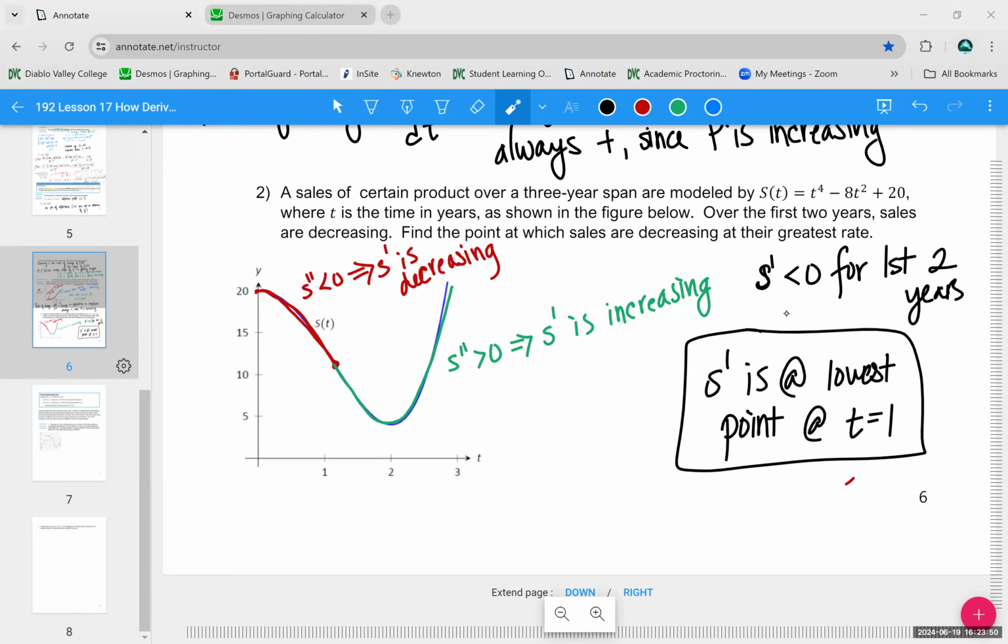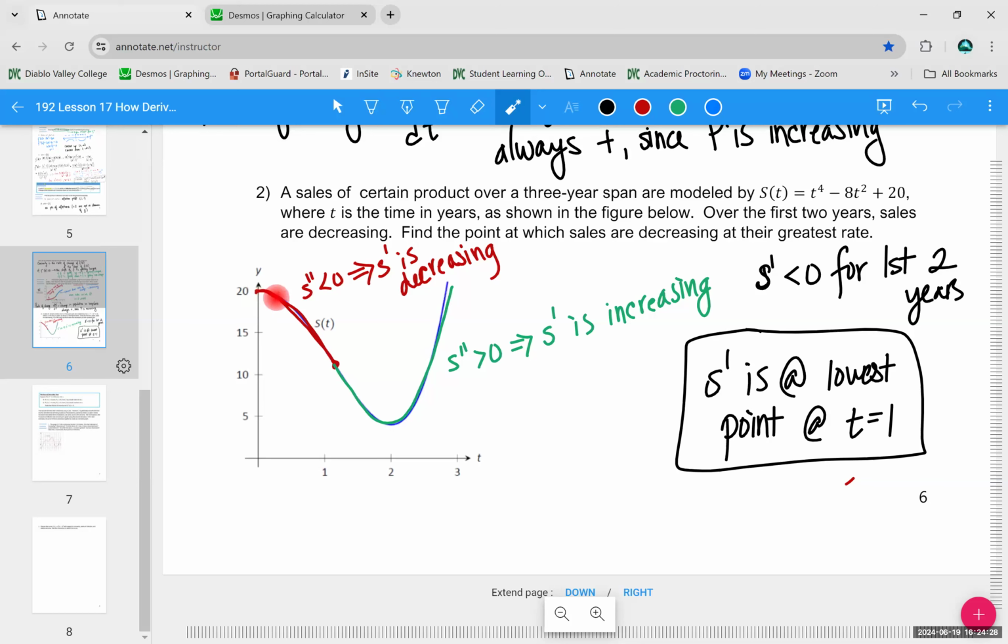So we know that the derivative itself, the rate of change of sales, is negative until it's positive. Okay, so S prime, the derivative, is less than 0, is negative for the first 2 years. But look at concavity. This graph is concave down till about here. It's hard to tell exactly where that inflection point is, right? But then it becomes concave up.